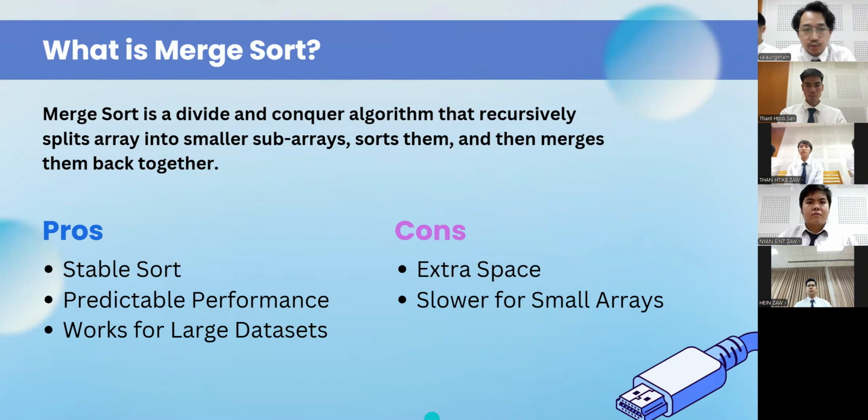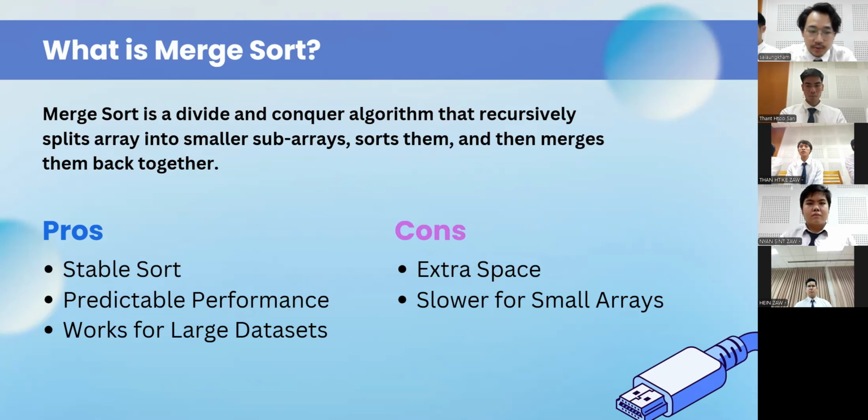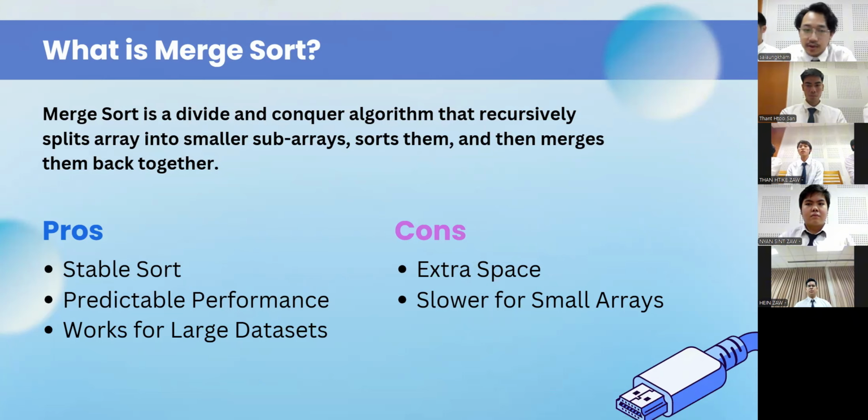It also has predictable performance. Unlike quicksort, which can slow down in some cases, merge sort always runs in O of n log n time no matter what. And it is also great for large datasets, which is why it's often used in databases and large-scale applications.